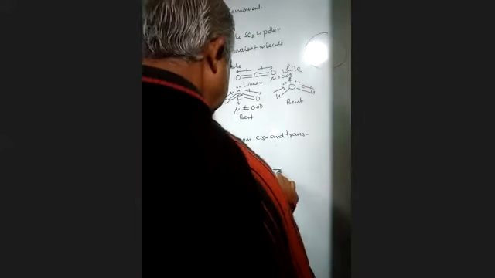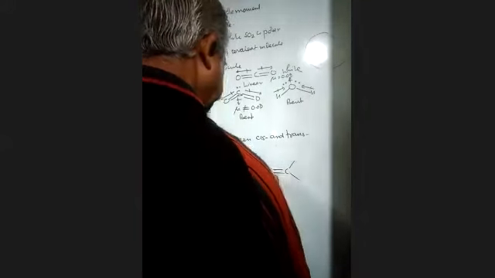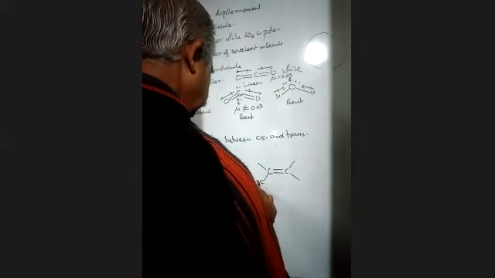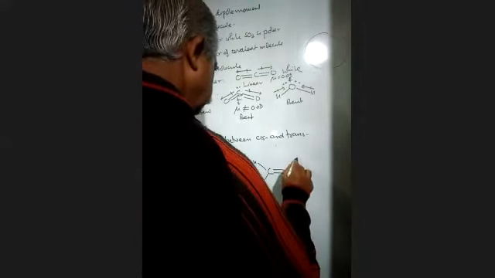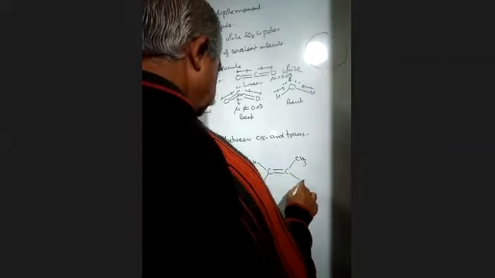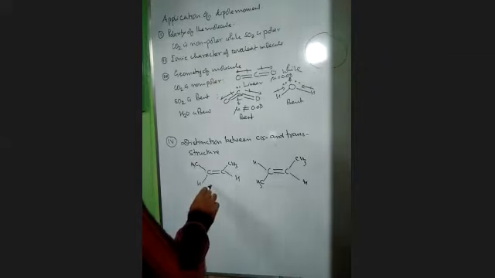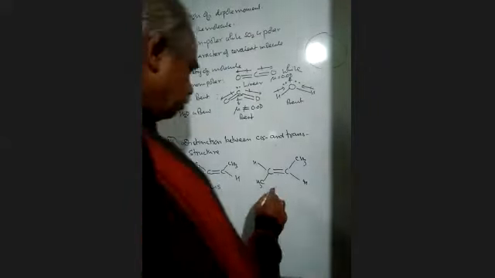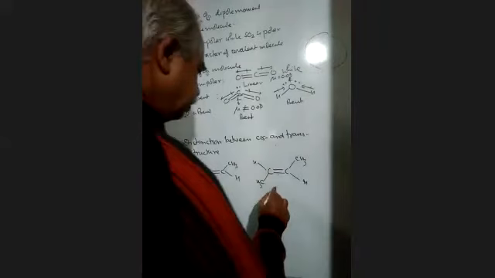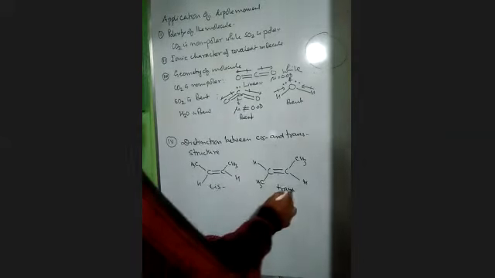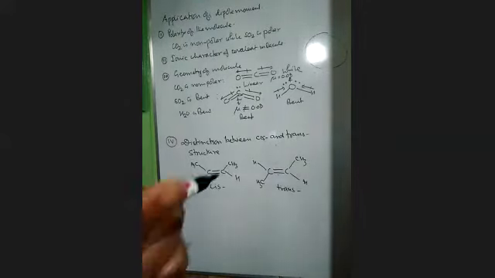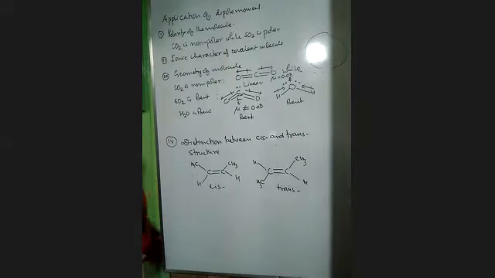And see here. If they are on the same side of the double bond, we call them cis. And if they are on the opposite side, we call them trans. Okay, now see. How will you know which is cis and which is trans? We can find it from the melting point and boiling point that I'm going to discuss after some time.